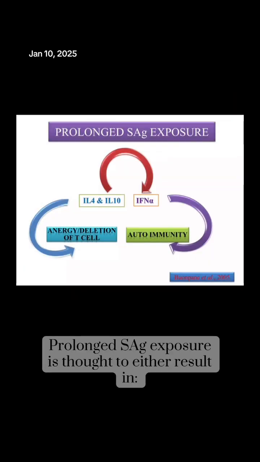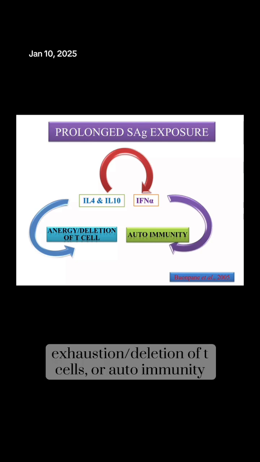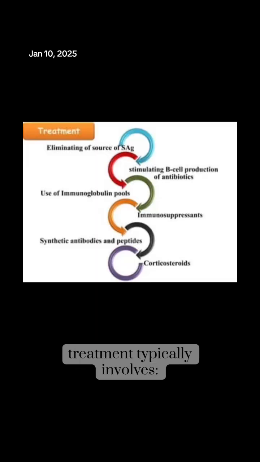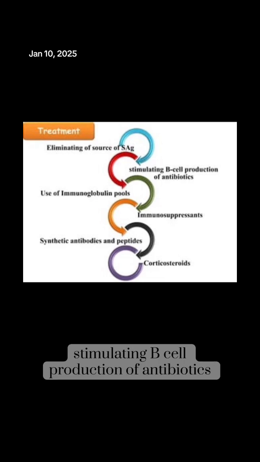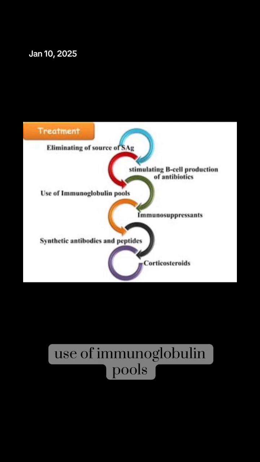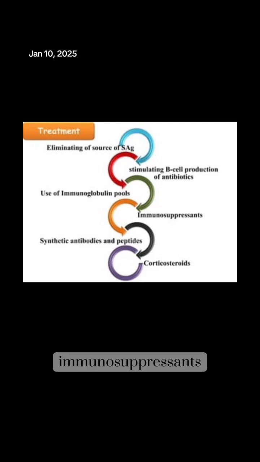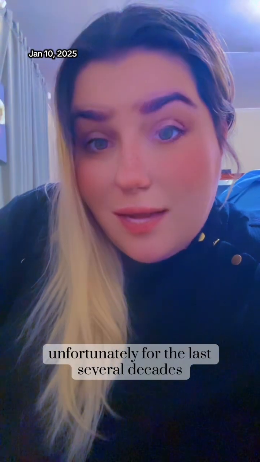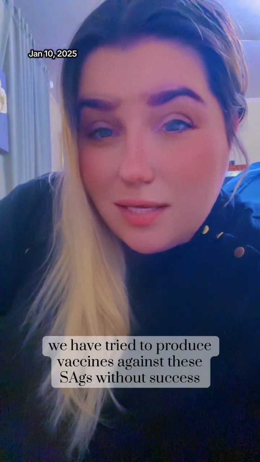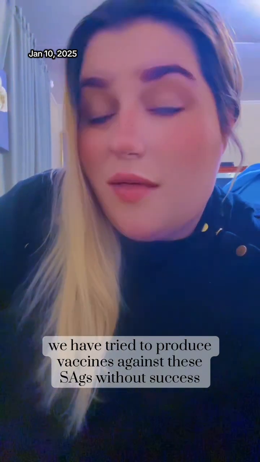Prolonged superantigen exposure is thought to result in either exhaustion, deletion of T cells, or autoimmunity. Treatment typically involves eliminating the source of the superantigen, stimulating B-cell production of antibodies, use of immunoglobulin pools, immunosuppressants, synthetic antibodies and peptides, and corticosteroids. Unfortunately, for the last several decades, we've tried to produce vaccines against these superantigens without success.